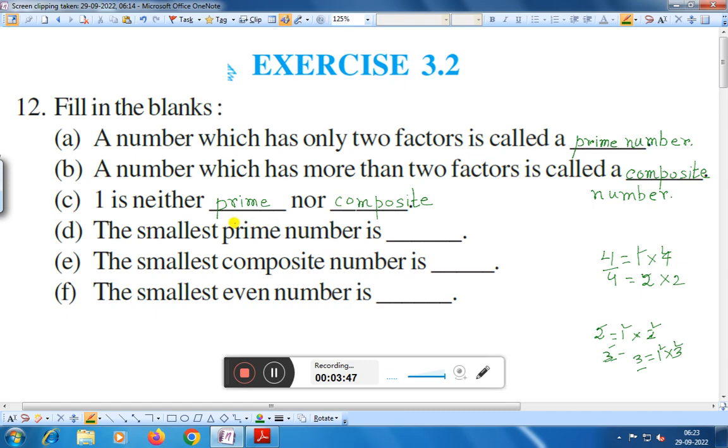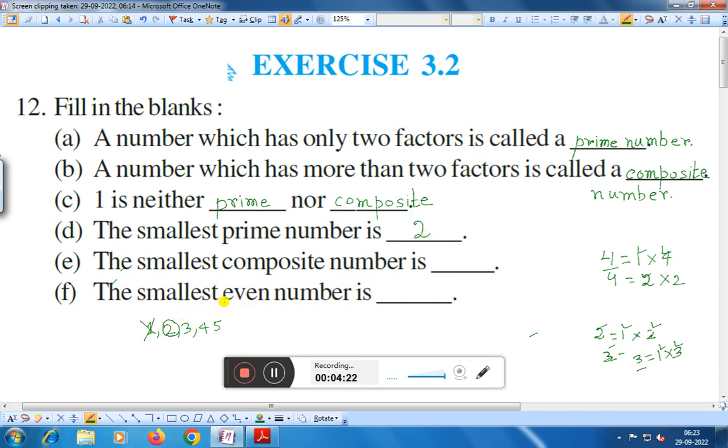D, the smallest prime number. If we take 1, 2, 3, 4, 5, here you see 1 is neither prime nor composite, cut it, and 2. Here you see 2 is the smallest prime number. Therefore, the smallest prime number is 2.